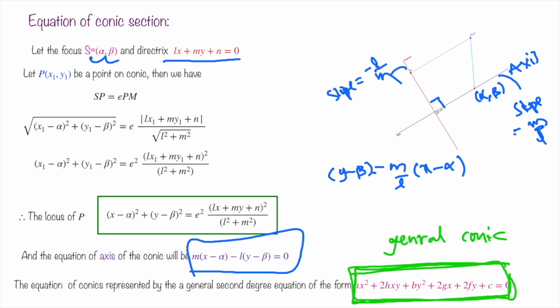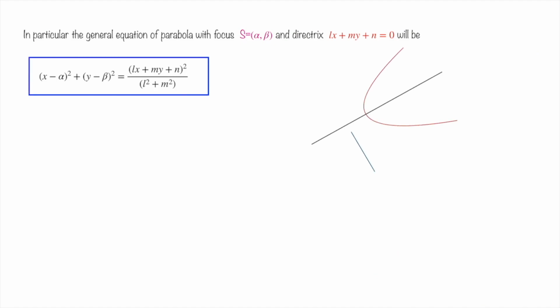In particular, the general equation of the parabola with focus alpha beta and directrix lx plus my plus n equal 0 will be this: (x minus alpha) whole square plus (y minus beta) whole square equal to (lx plus my plus n) whole square by (l square plus m square). We obtain this equation by simply taking eccentricity e equal to 1 in the general equation of the conic that we obtained in the previous slide, because for a parabola, eccentricity e equal to 1. That's how we obtain this equation.